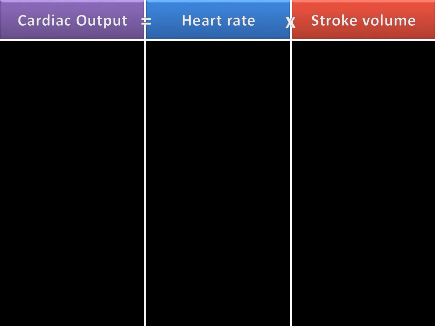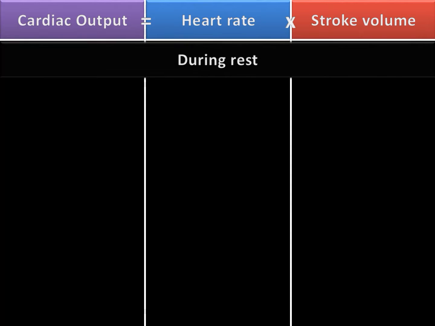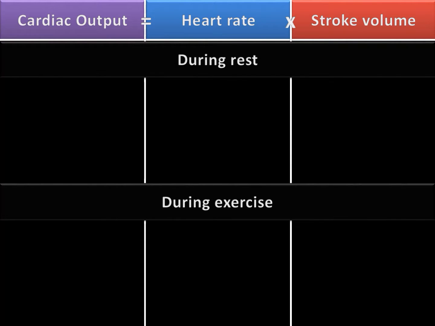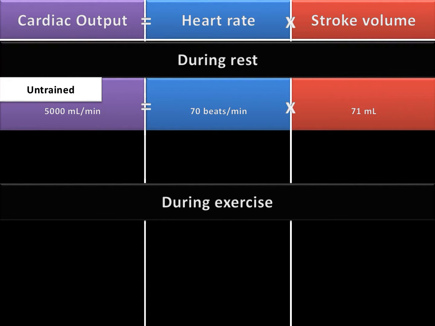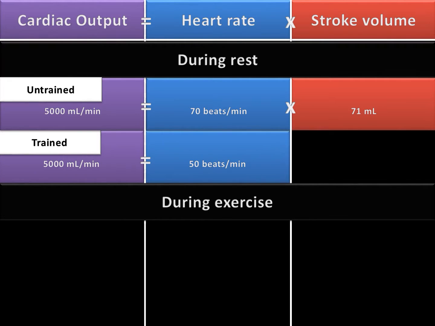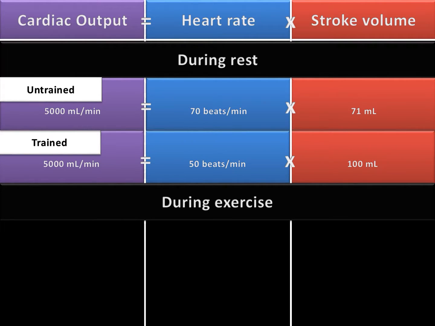Let's look systematically at the cardiac output of trained and untrained persons during rest and during exercise. Trained and untrained persons have the same cardiac output at rest, as both need the same amount of blood flow to meet the metabolic demands during rest. But remember, trained people have a higher stroke volume, thus they do not require a high heart rate to obtain the same cardiac output. Untrained individuals have a higher heart rate at rest when compared to trained individuals.